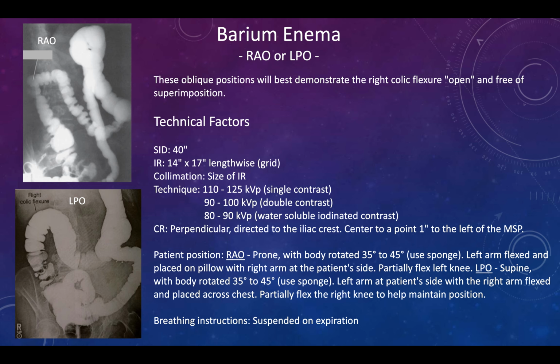The patient position for the RAO is going to be prone, with the body rotated 35 to 45 degrees. Use a sponge to support them. That left arm flexed and placed on a pillow, and the right arm down at their side, partially flexed left knee. The LPO is going to be supine with their body rotated 35 to 40, with their left arm at their side, their right arm flexed and placed across the chest, and that right knee partially flexed to help maintain the position.